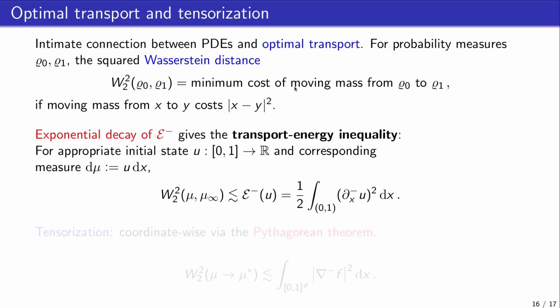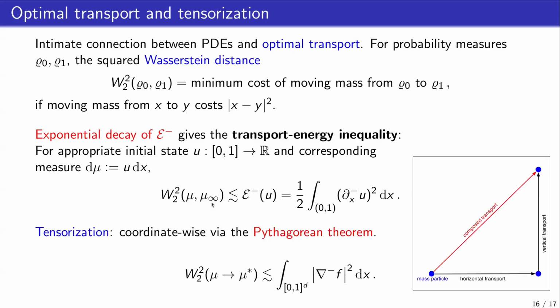It turns out that because of the exponential decay in energy, I can derive something called the transport energy inequality, which says that if my violations are small, then my Wasserstein distance to the equilibrium, to the monotone function, is also small. And the advantage of getting this inequality is that tensorizing it to multiple dimensions is easy thanks to the Pythagorean theorem. Because if I moved some squared horizontal distance and some squared vertical distance, then the Pythagorean theorem tells me that the squared distance overall is at most the sum of those two quantities. So I can immediately get a tensorized version of this inequality for d dimensions. And that was the key point here, because tensorizing is usually hard.